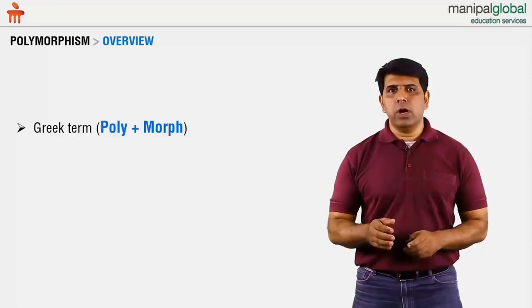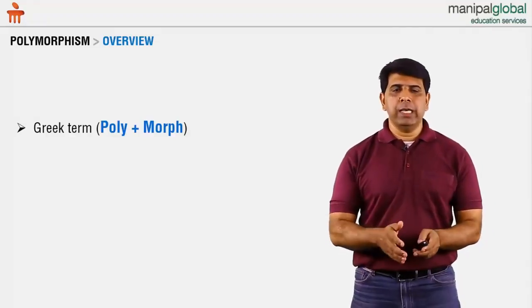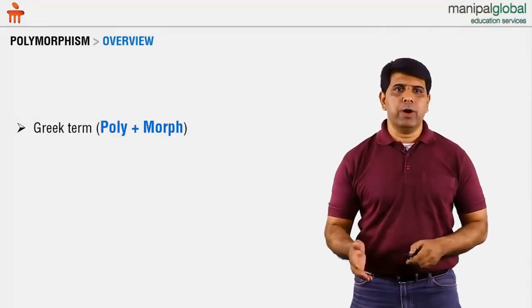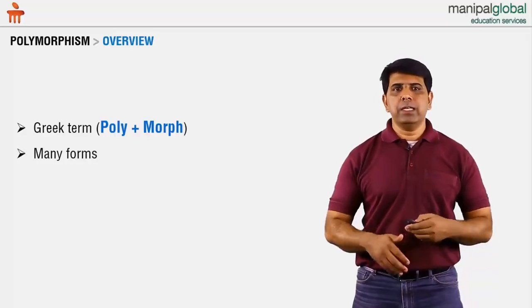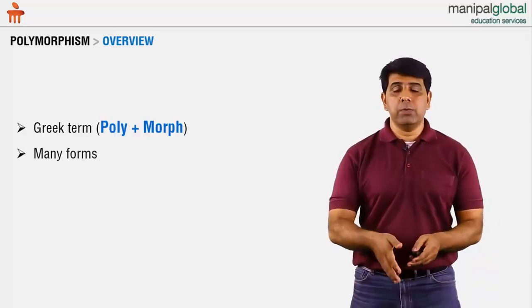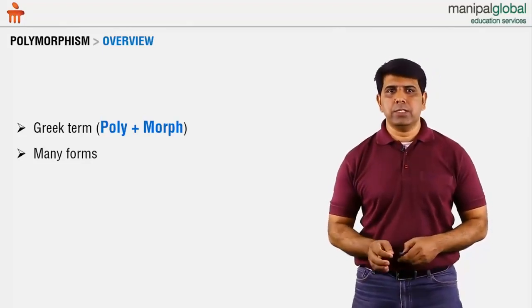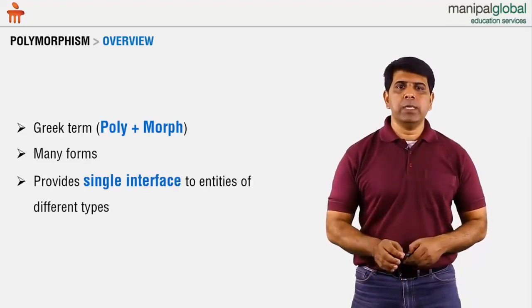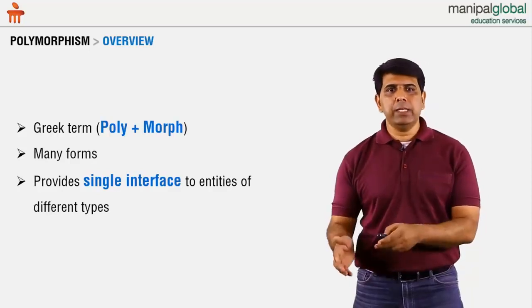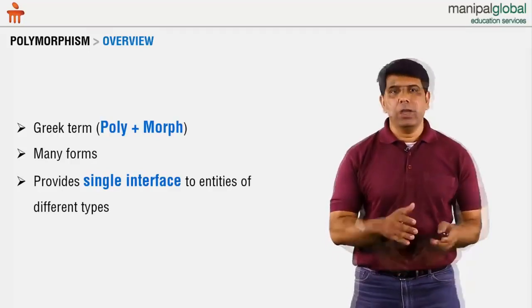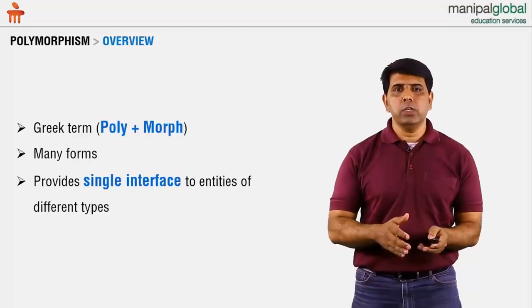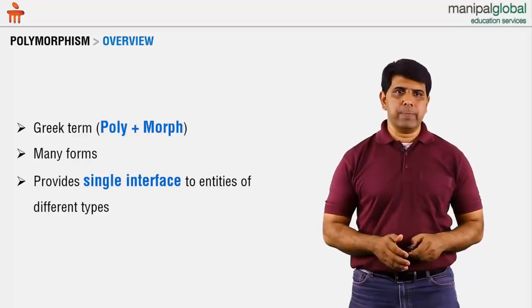It's a Greek term called polymorph. Poly is many, morph means form. An object can exist in different forms. It's the same object, but it can behave differently in different circumstances. It provides a single interface to entities of different types. I can realize an interface using different types of objects.